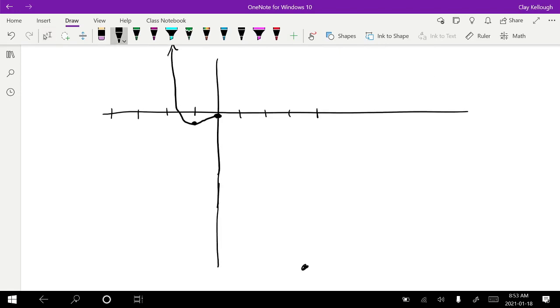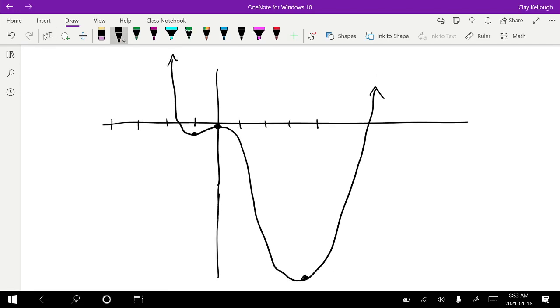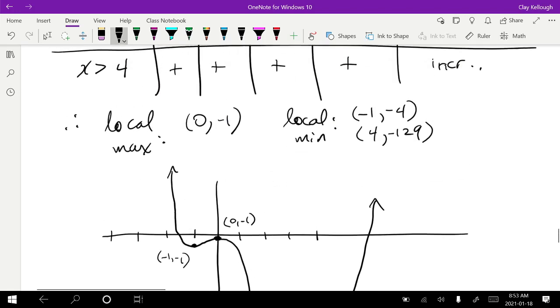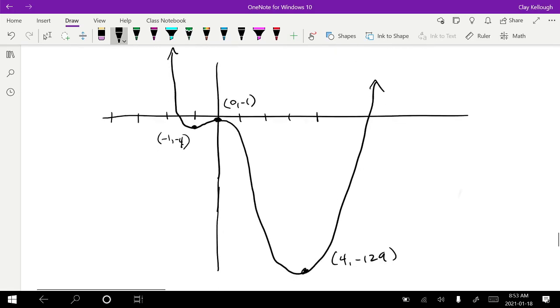And if you're wondering, well, how can you tell what the scale is? Well, I can't really. I know the arm goes back up again somewhere. So I know it's going to look something like that. And it's actually helpful to maybe put the actual labels on there. So this was -1, -1. This was 0, -1. This was 4, -129. Oh, was it -1, -1? Oh, it was -1, -4. Sorry. Right. So it's going to be something like that.